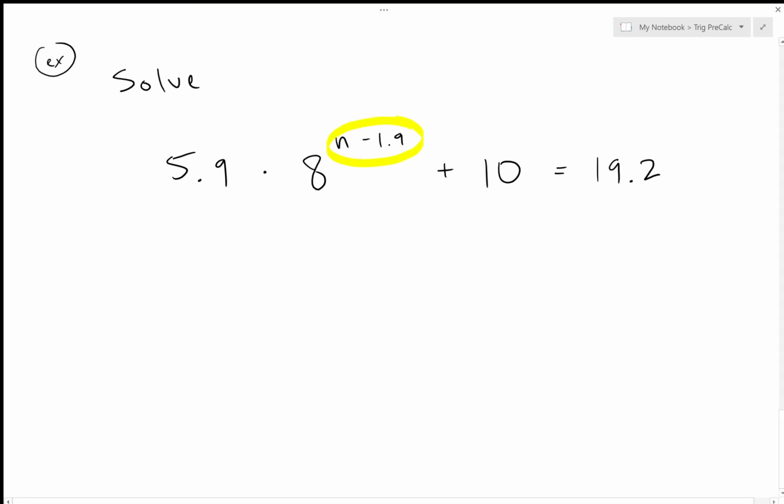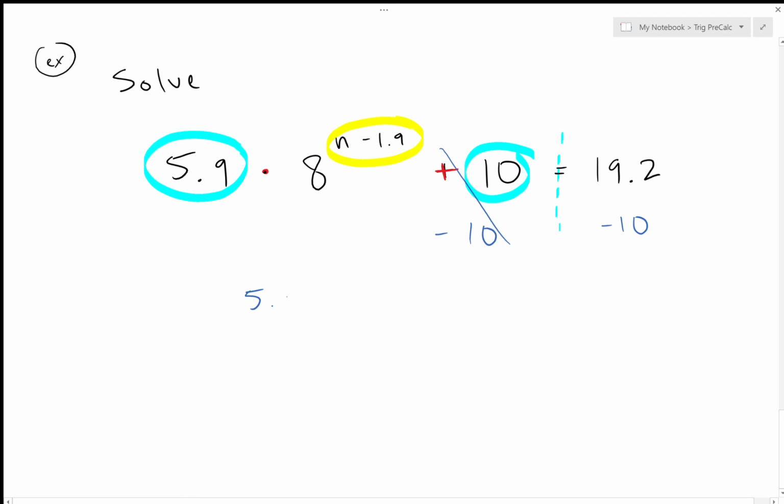Obviously I can't get to that n yet. If you want to consider it x, you can do that. But I can't get to this just yet. Alright, I do have this piece up front, and I have this piece over here. Okay, see on that side of the equal sign, the 5.9 is connected by multiplication, the 10 is connected by addition. The one that moves first is the 10, okay, because we're going opposite order of operations. So minus 10 on both sides.